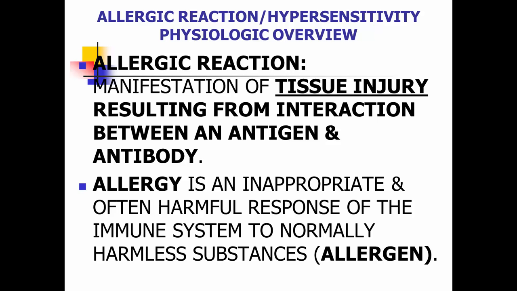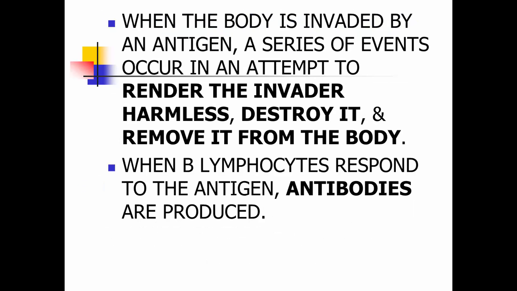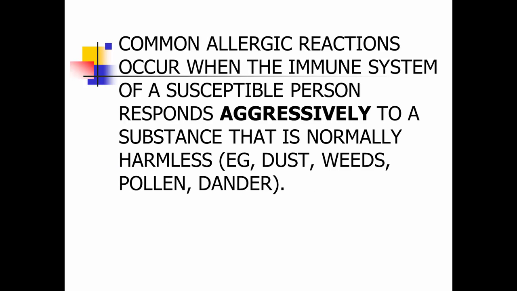We talk about goldenrod or ragweed, or some of you are allergic to grasses and the trees and different things. So when your body is invaded by the antigen, a series of events occur in an attempt to 1, render the invader harmless, 2, destroy it, and 3, remove it from the body. When B lymphocytes respond to the antigen, what are produced? That's correct. Antibodies are produced, and so the plasma cell stays in the lymph node and is an antibody-producing machine. That's the plasma cell created in response to this antigen.